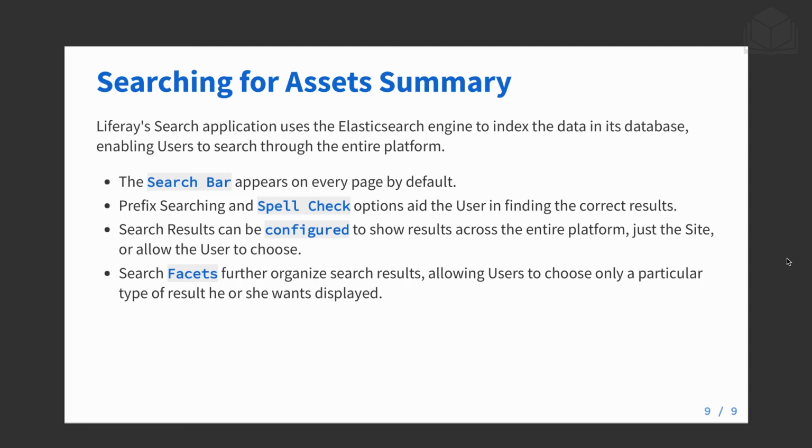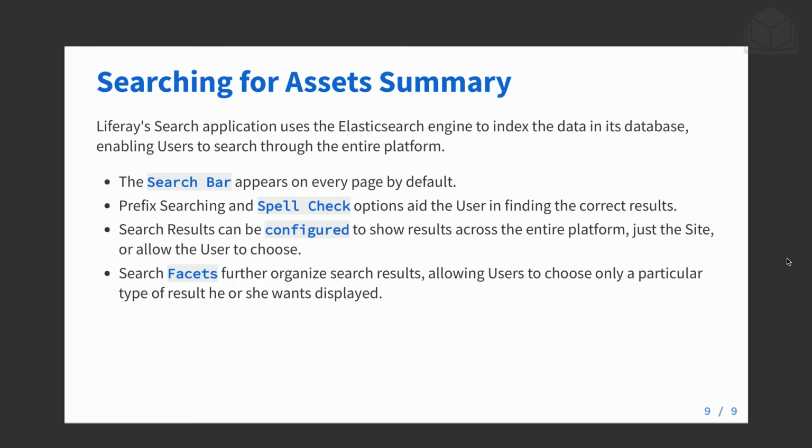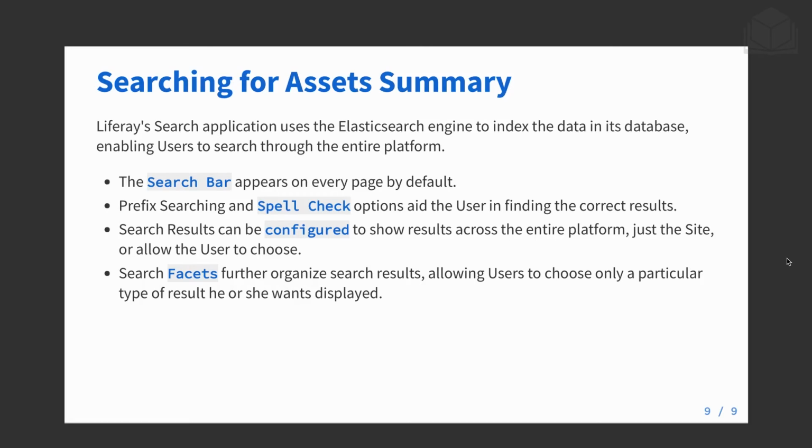And of course, we know that search results can be configured to show specific results either across the platform or across the site, or we can allow our users to choose as well. And finally, we have those search facet widgets that allow us to be more specific about what we want to actually provide for our users. What facets are most relevant to our users when they're looking for content, instead of just showing them all of the potential facets available. So you have control over how you want to present your content, as well as how you want to allow your users to search in Liferay.